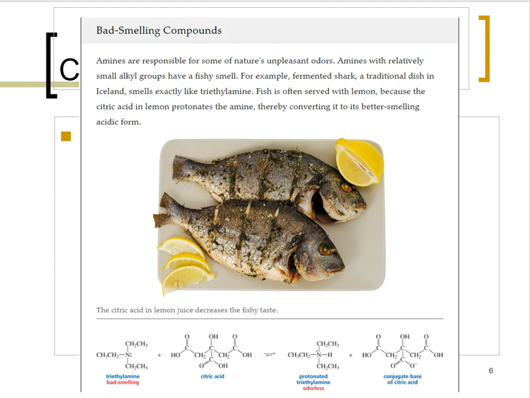All right. Another term with alkanes. Here you see a picture of a dead fish, all right, and some lemon on it.